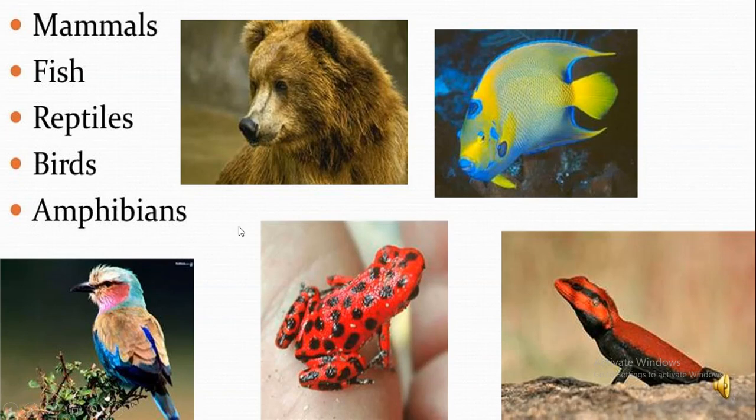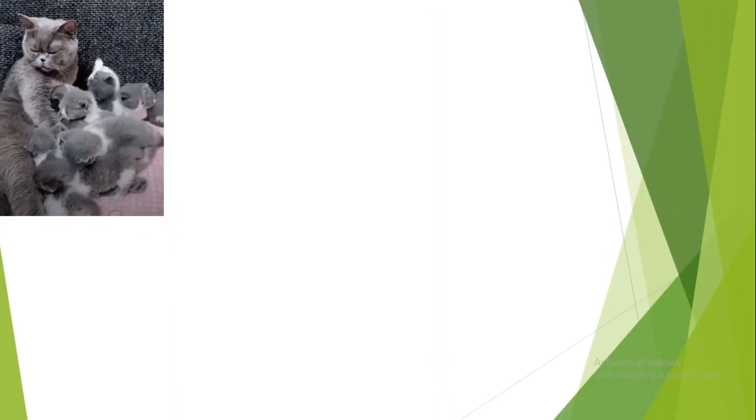Scientists classified vertebrate animals into 5 groups: mammals, birds, fish, reptiles, like this lizard, and amphibians, like this frog here. Now I'm gonna talk about each group. I'm gonna give you examples of each group, and we're gonna mention the special traits or characteristics of each group too. Let's begin with mammals.